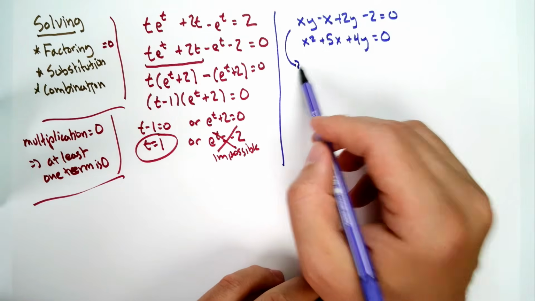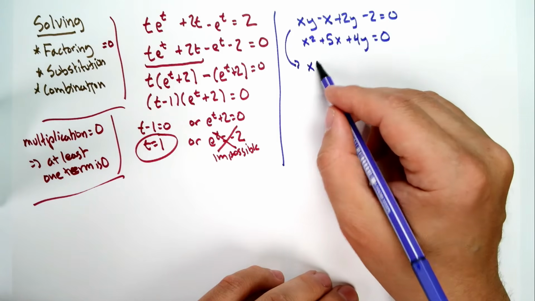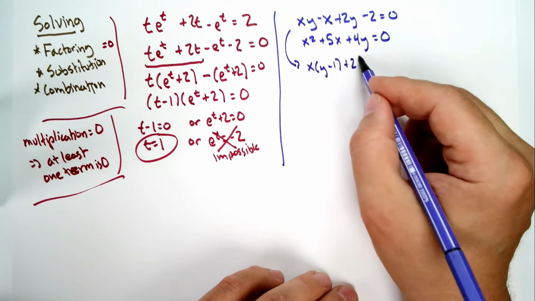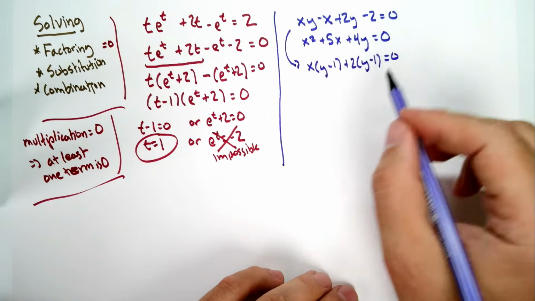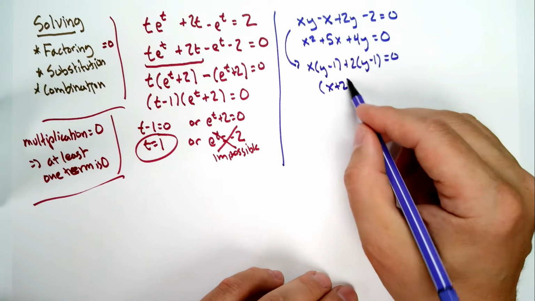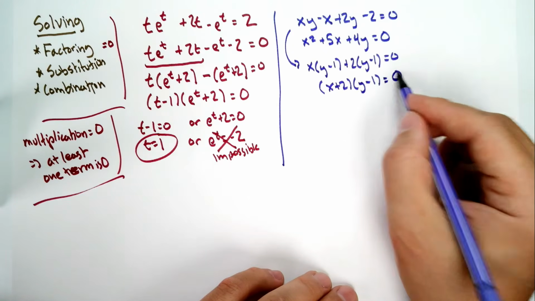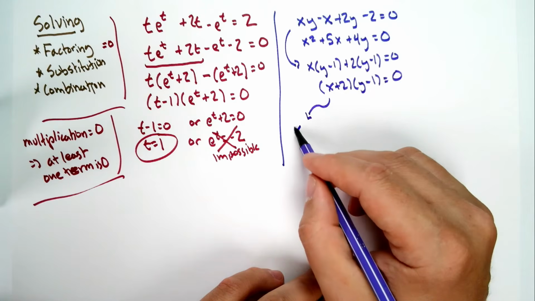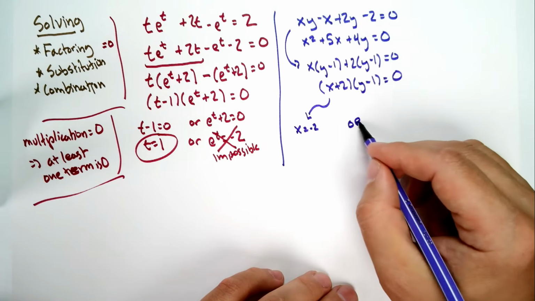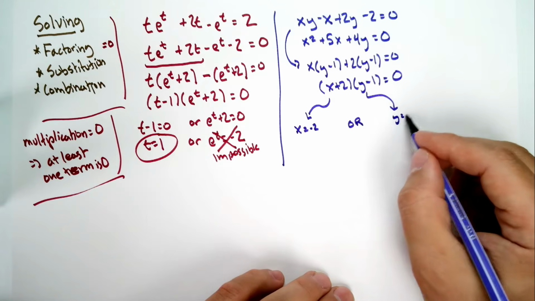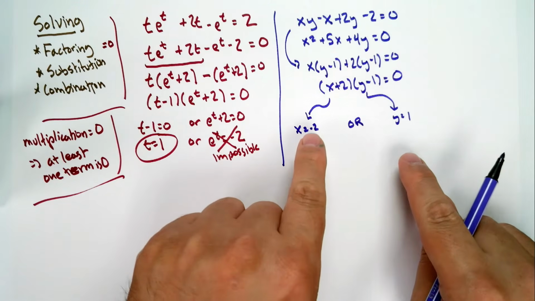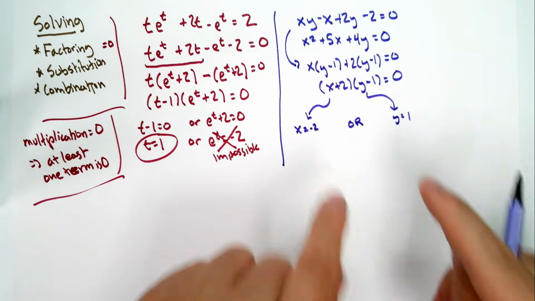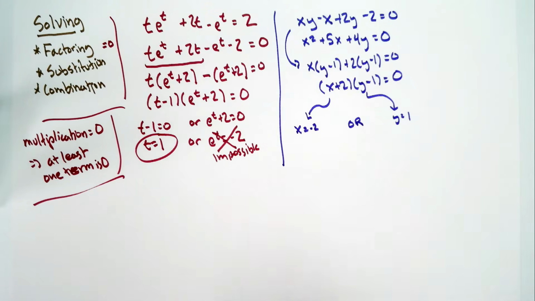So here we go. What do we get? Well, we get x times y minus 1 plus 2 times y minus 1 equals 0. Again, I'm just sort of working in chunks, which becomes x plus 2 times y minus 1 equals 0, which means either x equals negative 2 or y equals 1. Again, using our beautiful fact that one of those has to be 0. Now they don't both have to be 0 at the same time.